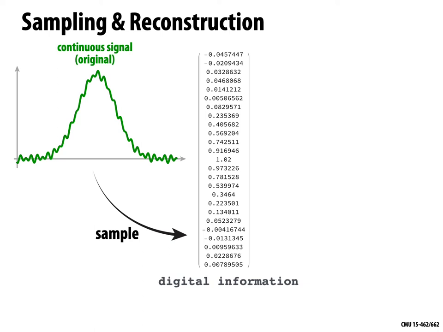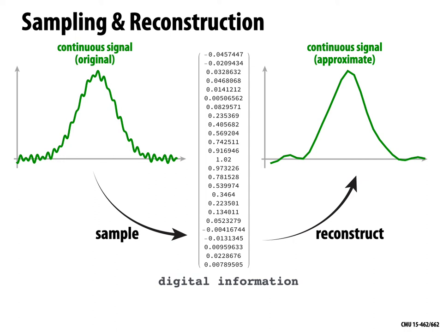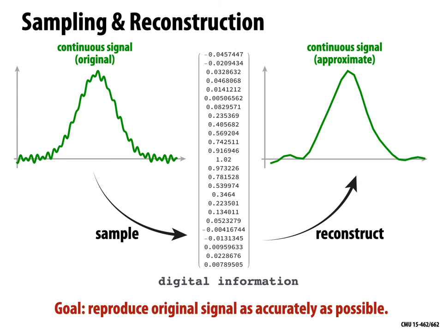Then if we want to listen to the audio, we have to go through some process of reconstruction. We need to turn that list of numbers back into a continuous signal. The goal in this whole process is to reproduce the original signal as accurately as possible. Here, for instance, you can see we didn't do a great job. There's lots of little wiggles in the original signal that are not present in the reconstructed signal.